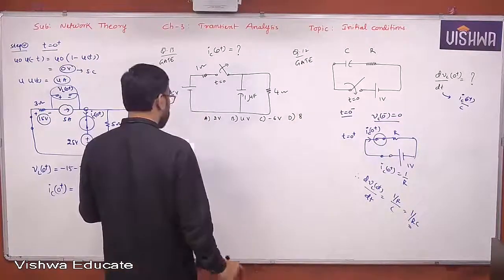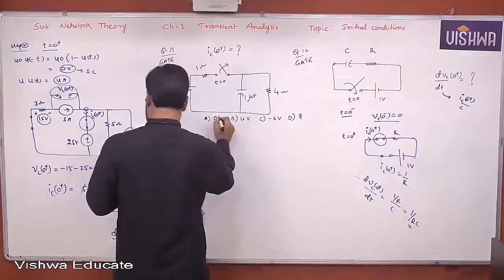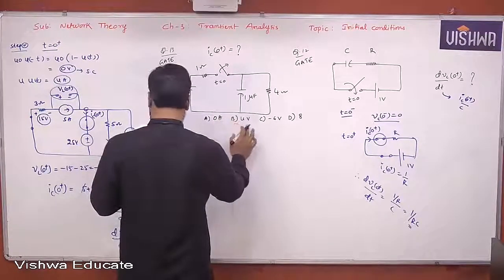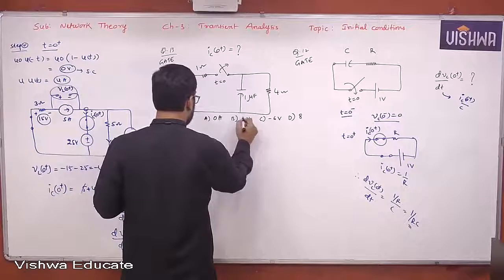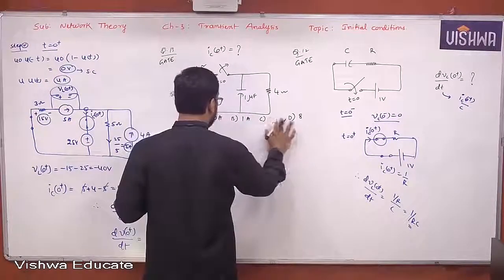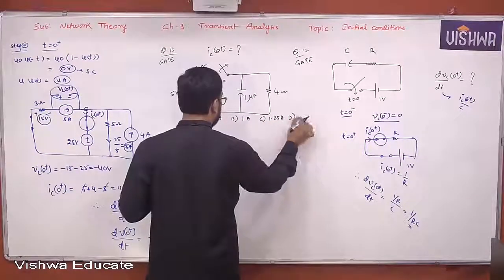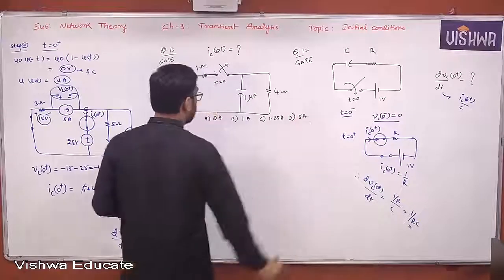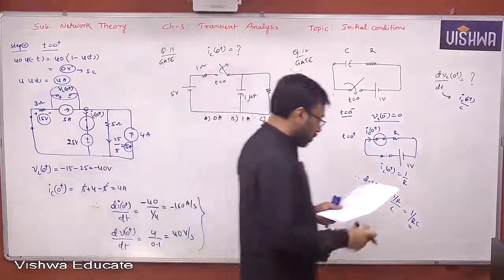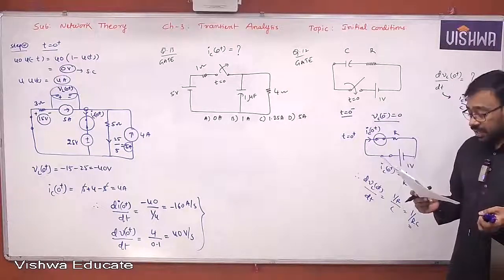No, the options are not like that. The options are given here: 0 ampere, 1 ampere, 1.25 ampere, and 5 ampere. Okay, these are the options given. Question number 13 asked in GATE.